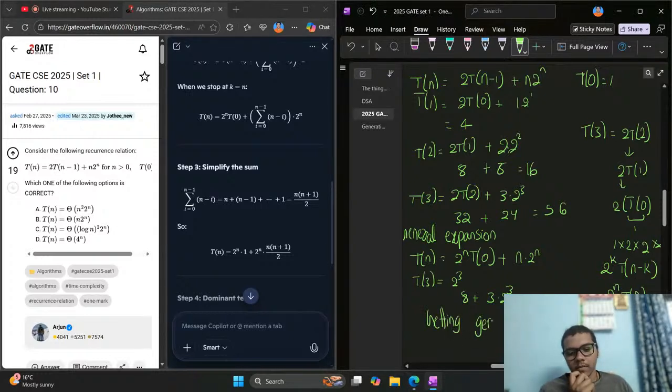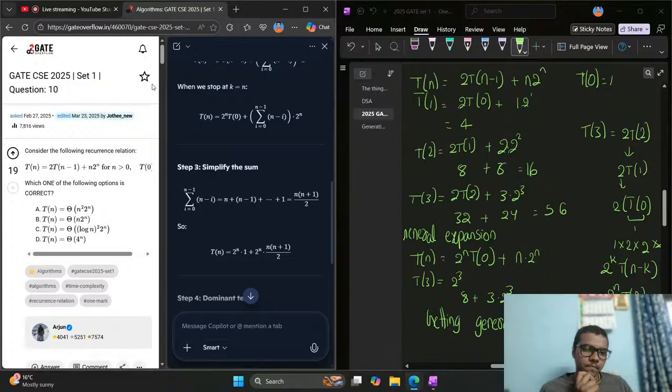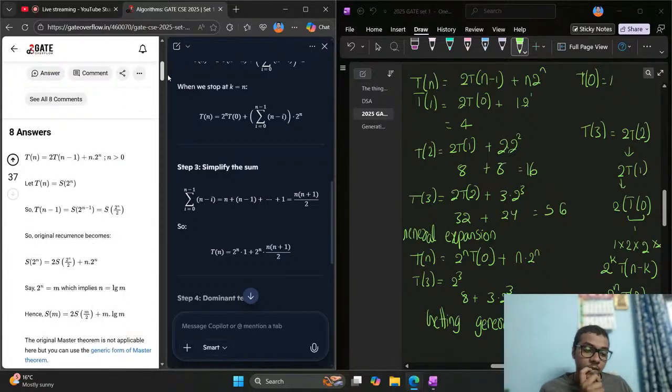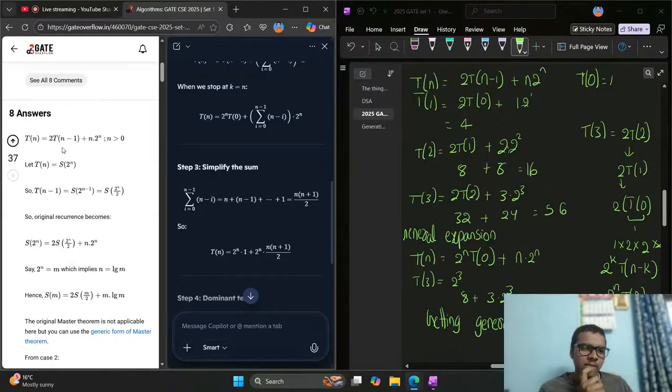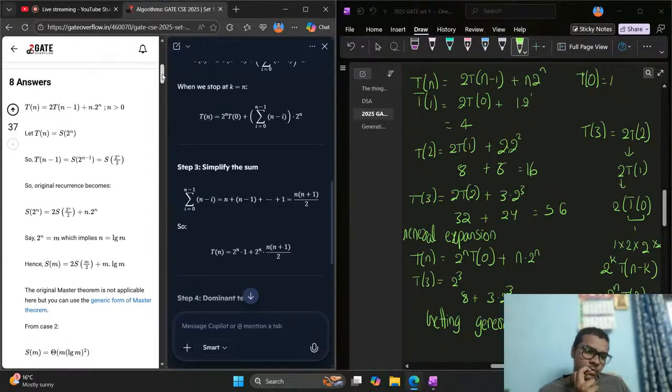Getting the general form is difficult, is it not? This is the given recurrence relation. S into 2 power n, S power 2 power n minus 1, 2S power 2 power.